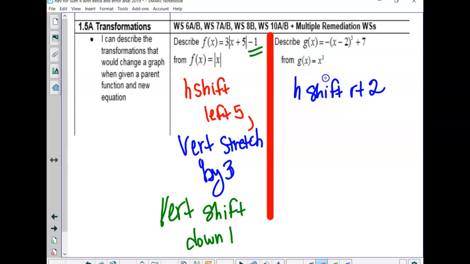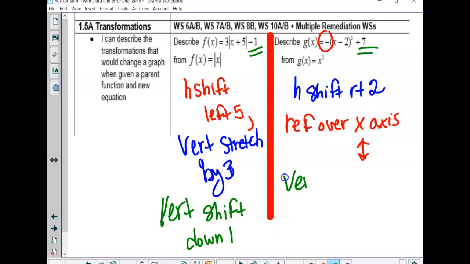So the second thing is this negative, which is a what? Reflect over x-axis. Flips it up and down this way. And the words for the last one? Vertical shift up 7. That's the one that order matters, because if you went up 7 and then you flipped it across the x-axis, it's going to be at a totally different place than if you simply turned it upside down and then shifted it up 7.